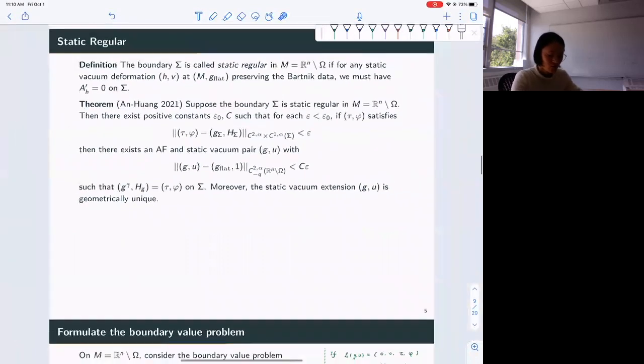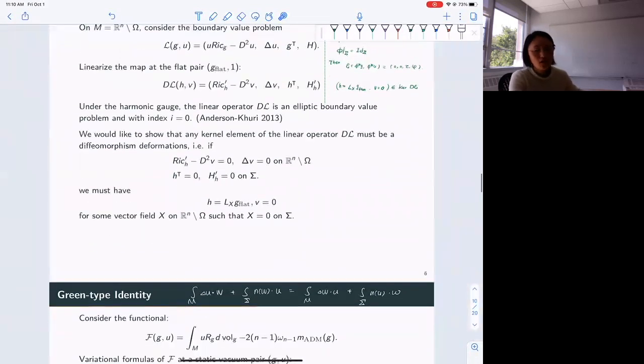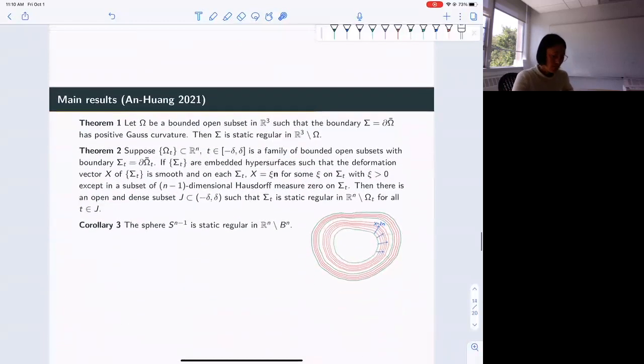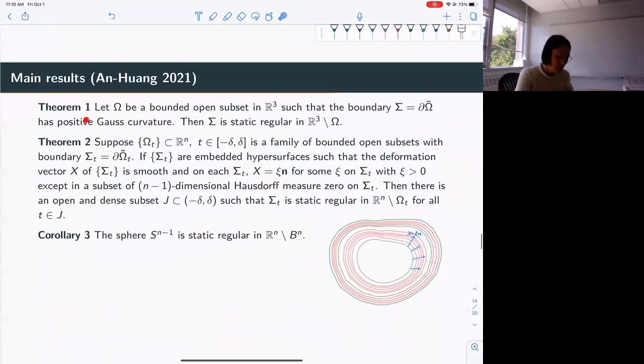Okay, so now you may ask me what surfaces in Rn can be static regular. So let me introduce to you the second part of our results. We show that those surfaces are static regular. Firstly, if omega is a bounded open subset in R3 so that its boundary manifold has positive Gauss curvature, then this boundary sigma must be a static regular boundary in the manifold which is exterior to it. That's the first result.